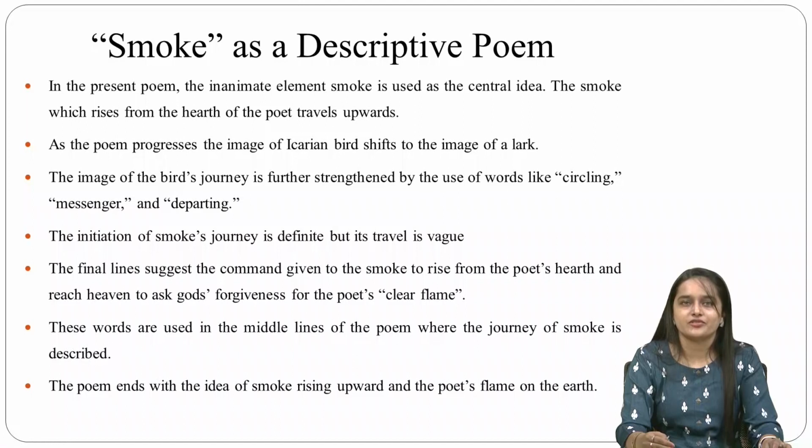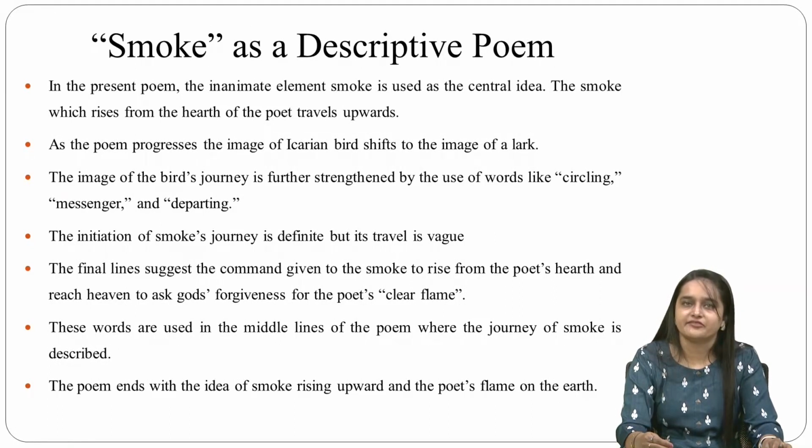The poet has used contrasting words like star, day, light, sun, midnight, night, darkening, blotting out, respectively. The grey smoke also takes a feminine form, which is visible with the help of expressions like gathering up thy skirts and night style wailing. The final lines suggest the command given to the smoke to rise from the poet's hearth and reach heaven to ask God's forgiveness for the poet's clear flame.